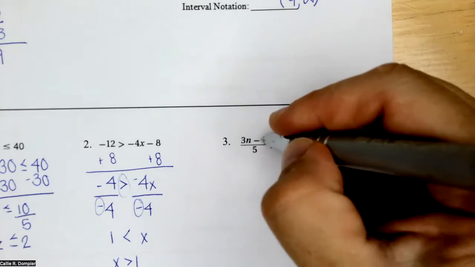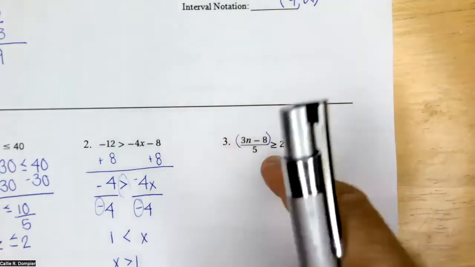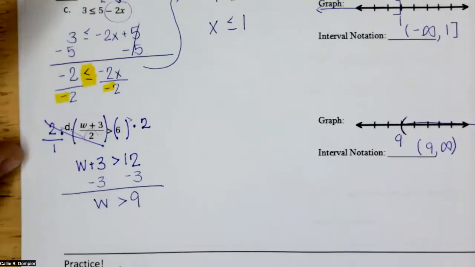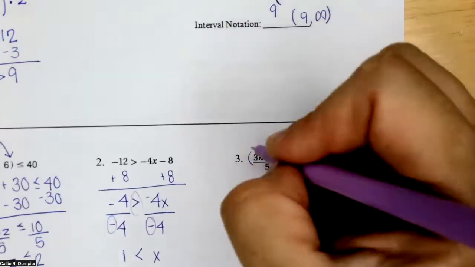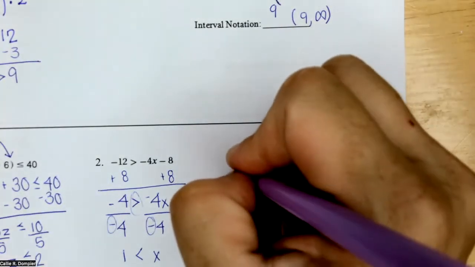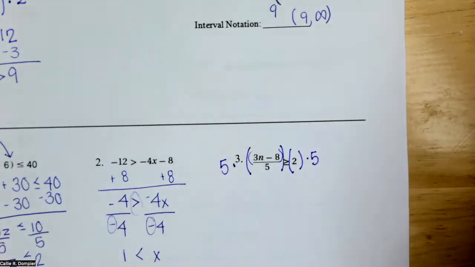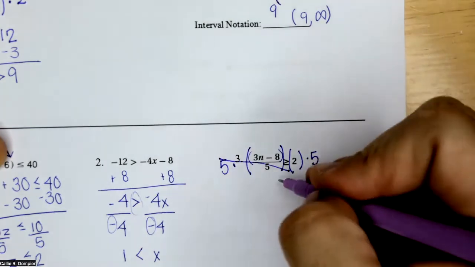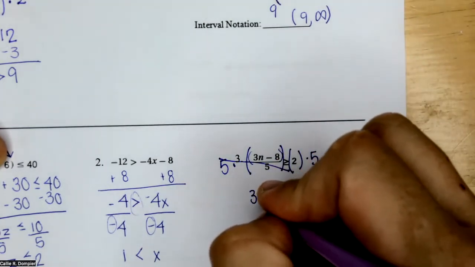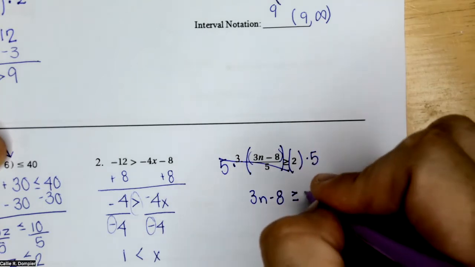All right, here we have the quantity 3n minus 8 divided by 5 greater than or equal to 2. Just like before, we want to get rid of the denominator by multiplying both sides by it. So we're going to multiply by 5. Don't worry about changing the sign because it's a positive 5. That 5 gets rid of the 5 on the bottom, and I just have 3n minus 8, same sign, greater than or equal to 2 times 5 is 10.